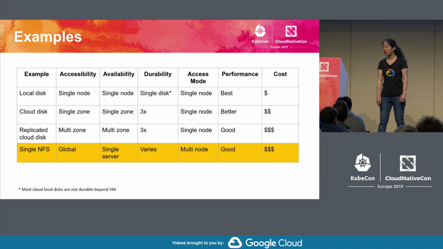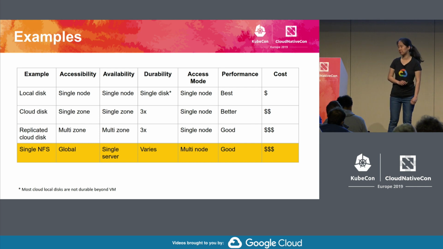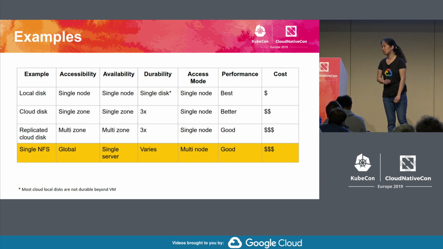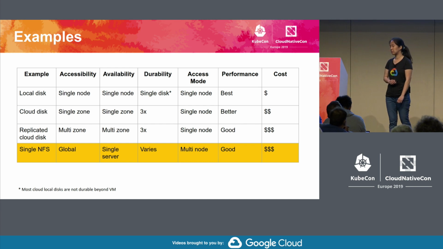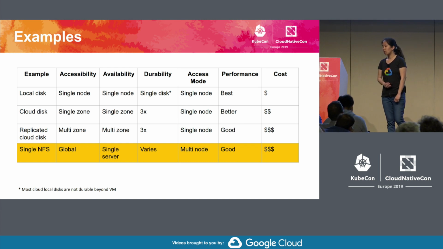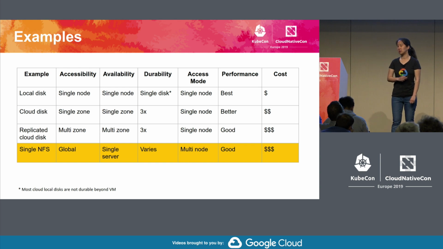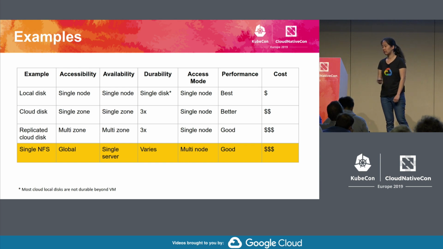Next, we have a single NFS server. Access is greatly improved because you can mount that NFS share from anywhere in the cluster. You can also have multiple mounts of the same share across multiple nodes at the same time. However, this single server remains a single point of failure in your system. So this is one example where availability and accessibility are not the same.